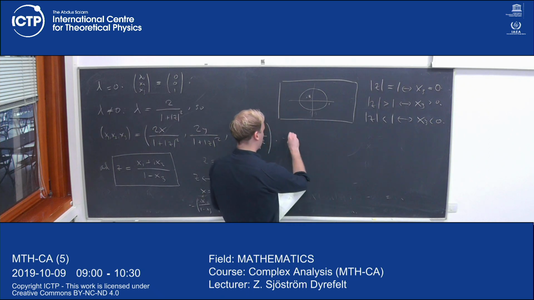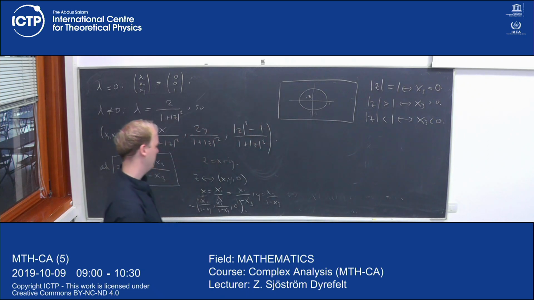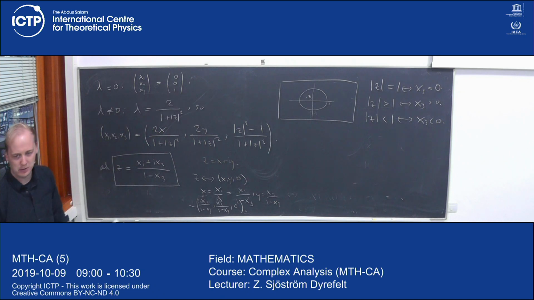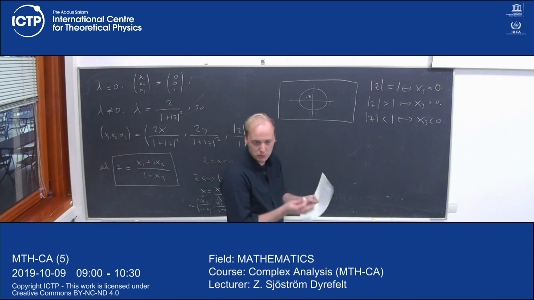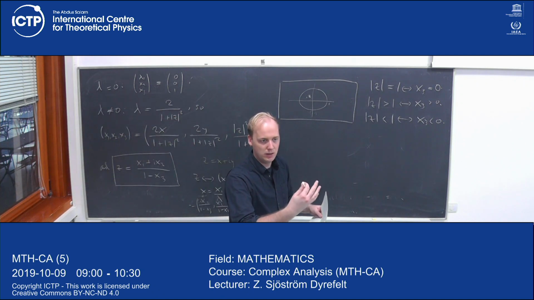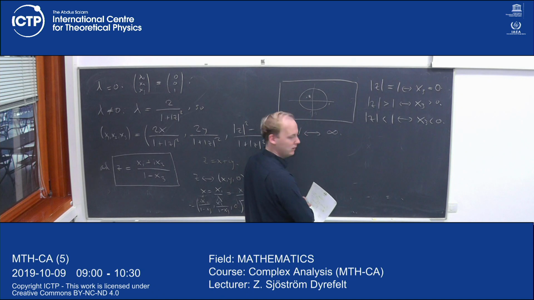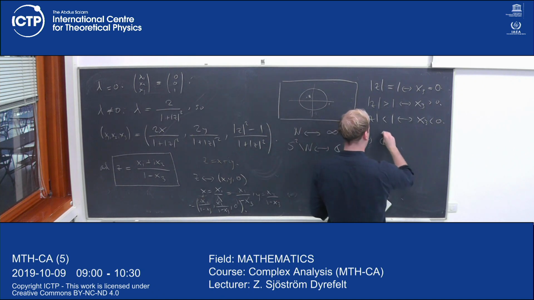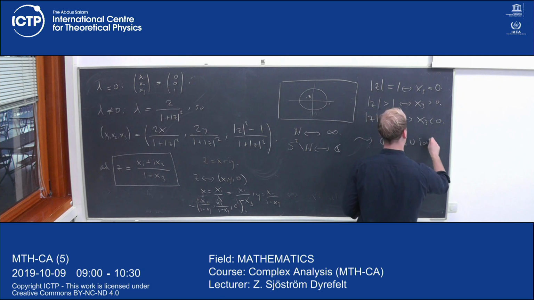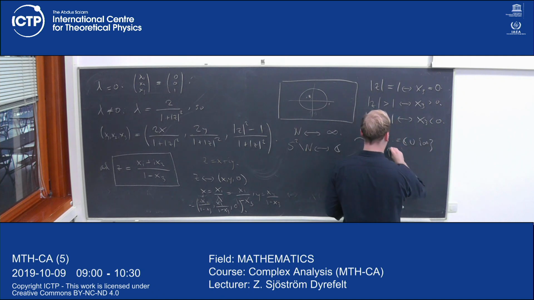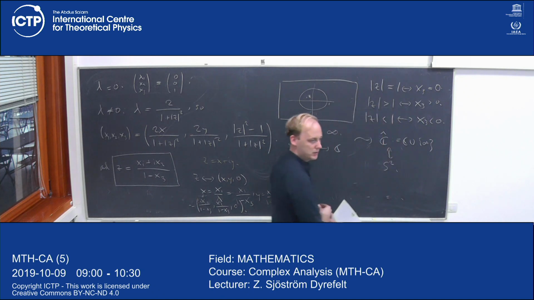Okay, and then what we want to do is that we want to compactify this space. So now we have identified C with this sphere minus a point. So now we can identify this as corresponding to infinity, and this S2 minus N corresponds to C. Okay? So this gives an identification between this C hat, which is C union this point at infinity, and S2, which is the Riemann sphere.